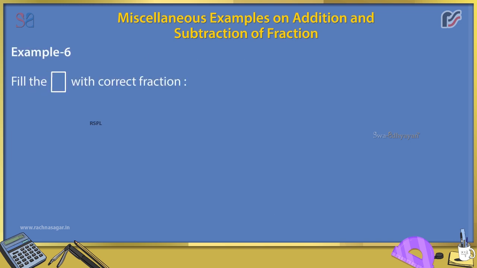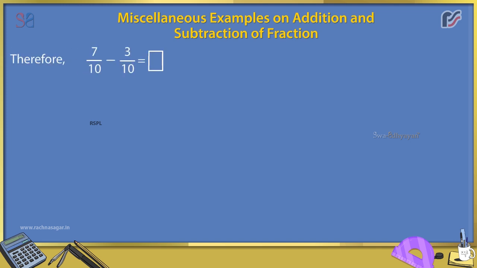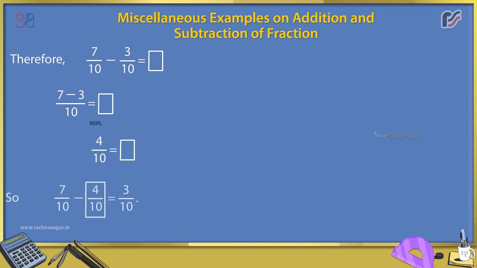Example 6. Fill in the box with the correct fraction. 7/10 minus blank is equal to 3/10. Solution. What should be subtracted from 7/10 to get 3/10 is the same as subtracting 3/10 from 7/10. Therefore, 7/10 minus 3/10 is equal to blank. (7 minus 3)/10 is equal to blank. 4/10 is equal to blank. So, 7/10 minus 4/10 is equal to 3/10.